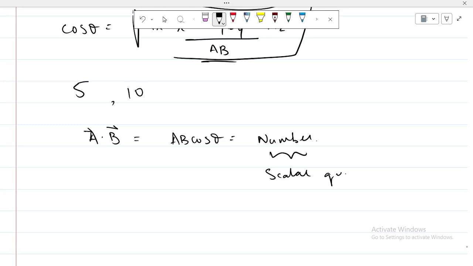The next type of vector product is known as the cross product, and we will see that in the next video. And I'll try to explain the physical motivation behind the cross product.